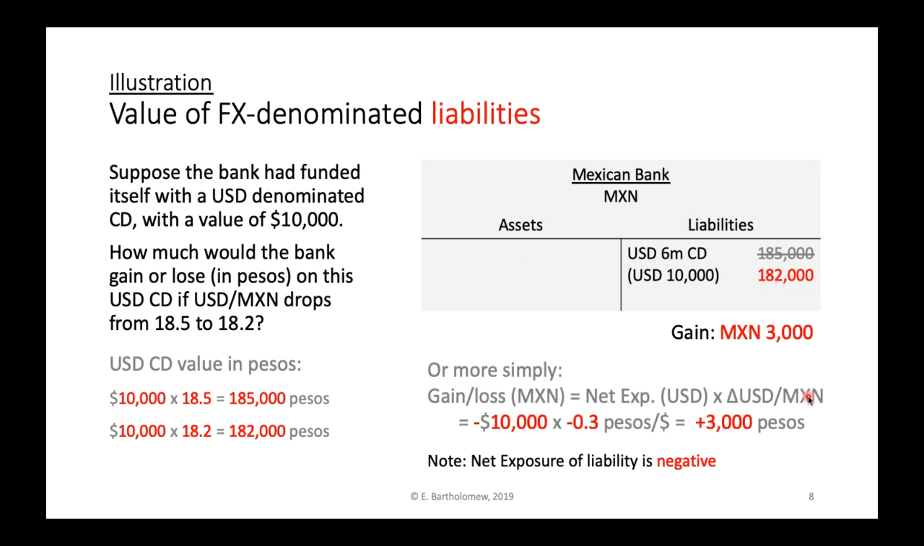And we could also do this as a much simpler calculation by just noting again that here the net FX exposure is negative 10,000, reflecting the liability. That's a liability, and the change in the exchange rate again is minus 0.3. And so the negatives cancel, and they end up with a net gain of 3,000 pesos, as here.